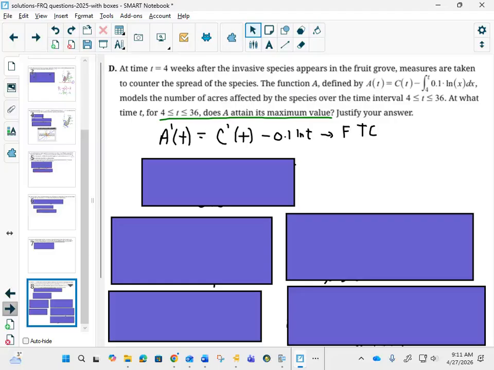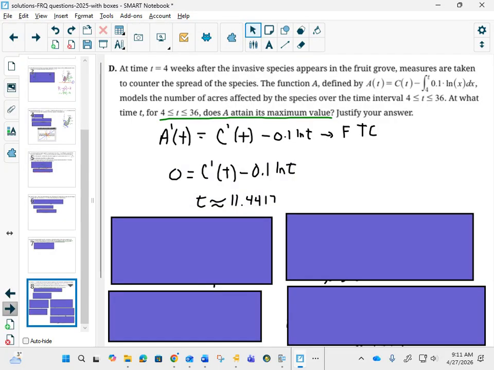we're going to have to find the derivative and set that equal to 0. So finding the derivative of this is the fundamental theorem of calculus part 1. This part just becomes 0.1 t natural log of t. Set that equal to 0. And again, you could graph this, plug this in, and you could store this value as b, because we already had a value stored as a in this question.